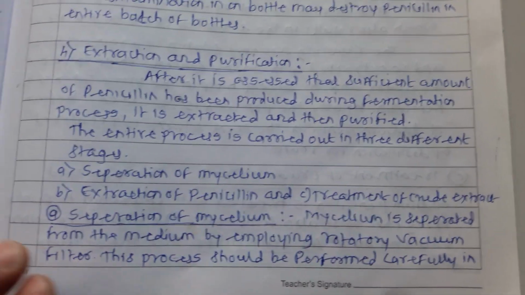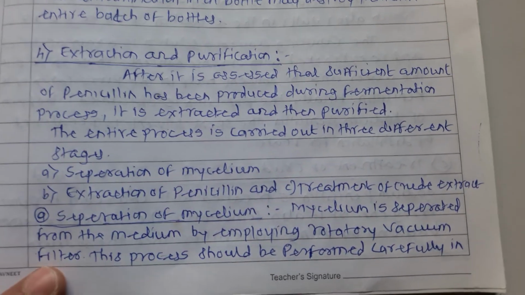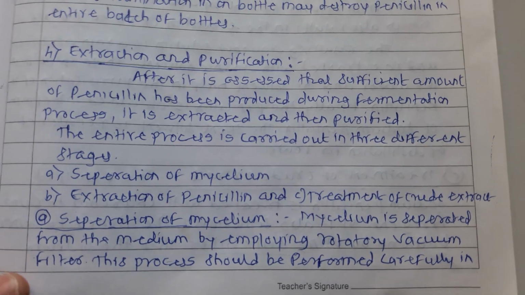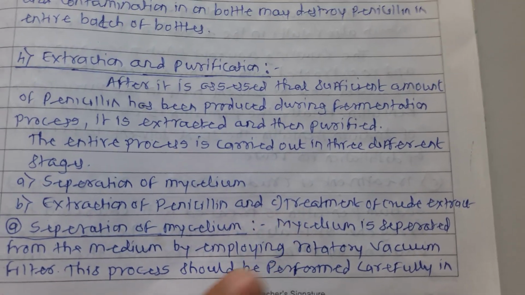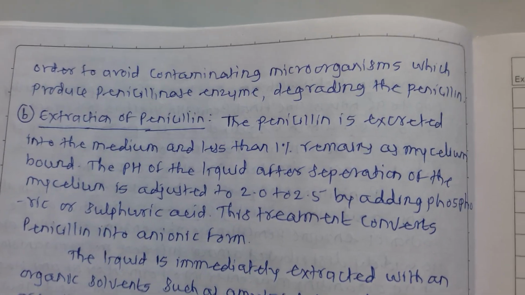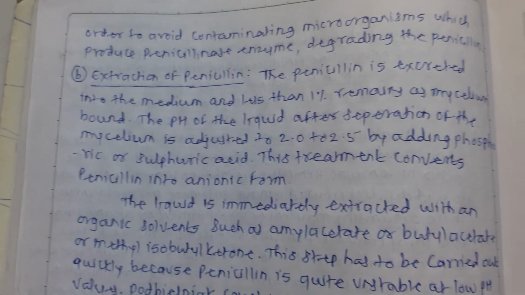First, the mycelium is separated from the medium by employing a rotary vacuum filter. By using it, the mycelium or fungus is first separated. This process should be performed carefully to avoid contamination, because contamination degrades the antibiotic penicillin. The next step is the extraction of penicillin.